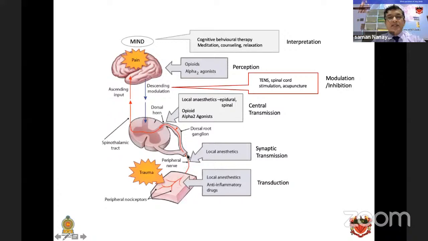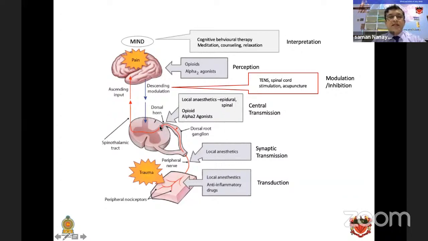Then the pain messages go along the dorsal root and enter the spinal cord from the dorsum aspect. Local anesthetics again can block transmission. So this is the transmission stage. In the spinal cord, you have central transmission. Earlier, you had peripheral transmission.